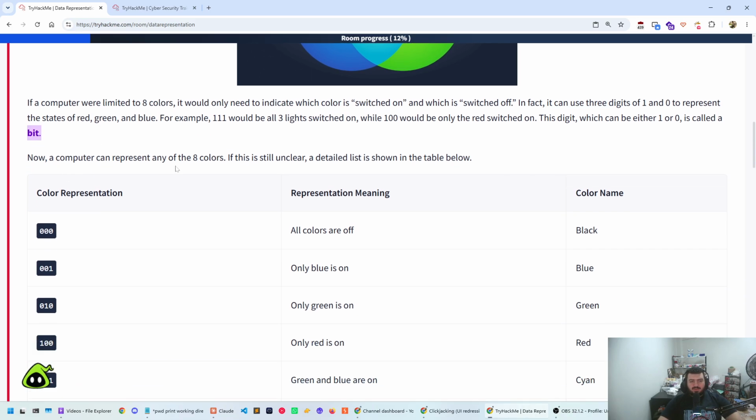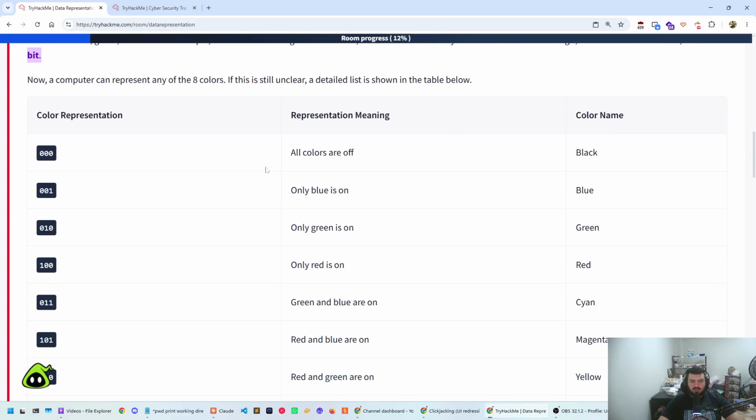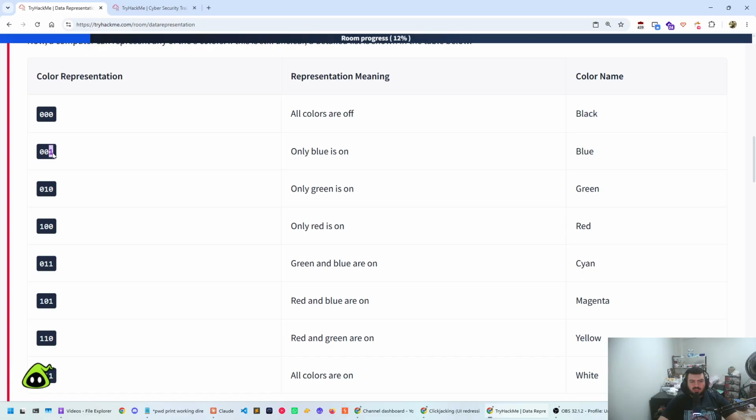Now a computer can represent any of the 8 colors. If this is still unclear, a detailed list is shown below. So 000 is black, 001 is only blue is on, so red, green, and blue, RGB, and then each state represents that. So R is off, G is on, B is off, so this is green.